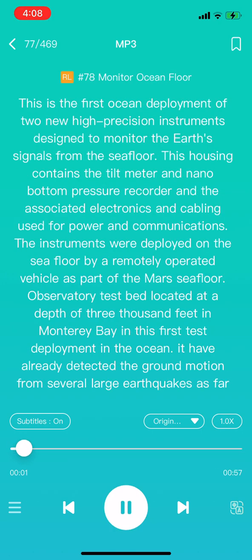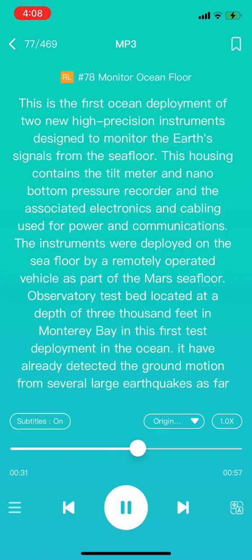This is the first ocean deployment of 2 new high-precision instruments designed to monitor the Earth's signals from the seafloor. This housing contains the tiltmeter and nanobottom pressure recorder, and the associated electronics and cabling used for power and communications. The instruments were deployed on the seafloor by a remotely operated vehicle as part of the Mars Seafloor Observatory testbed located at a depth of 3,000 feet in Monterey Bay.